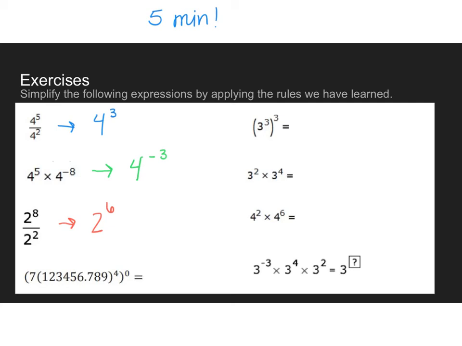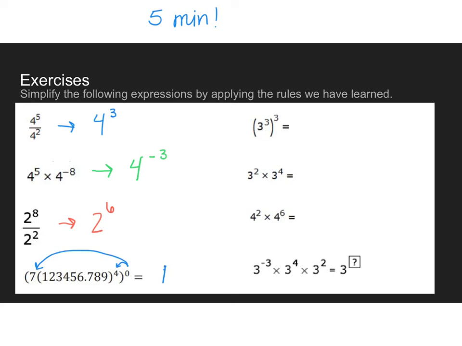The next one, we're doing 7 times this big number to the 4th power, all to the 0th power. So I'm actually going to multiply everything in these parentheses to the 0th power, distribute to that first term. So we have 7 to the 0th, well that equals 1. And then we distribute this 0 to this term. Now we have 1,234,567.789 to the 0th power. So this essentially becomes 7 to the 0th times this one long number to the 0th power, which just means 1 times 1, and we know that 1 times 1 is 1.